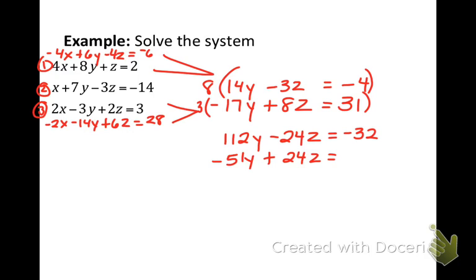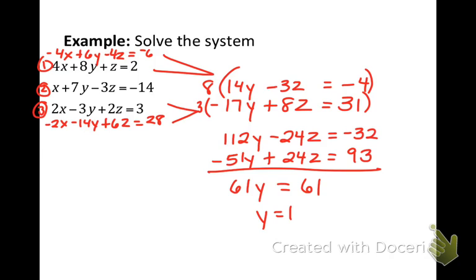Why did I do that? 31 times 3 is 93, right? Okay, 112 minus 51 gets us 61y is equal to negative 32 plus 93 is 61. That ends up being nice. So y is equal to 1.